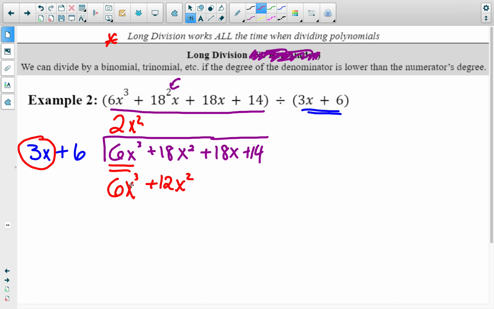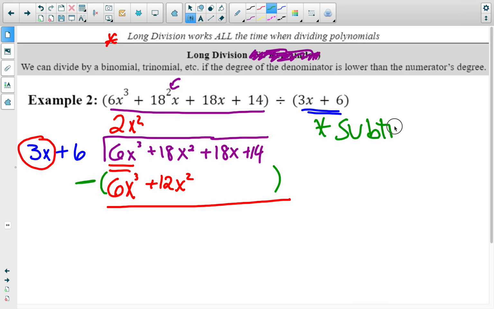The reason why I say to write it underneath the same one is so that it makes it easier when you're subtracting. Now is where we subtract, right? Subtract. 6x cubed minus itself cancels out just like we wanted. 18x squared minus 12x squared gives us 6x squared. And then we're going to go ahead and drop these two terms down. We haven't used them quite yet. 18x plus 14. And let's repeat the process.